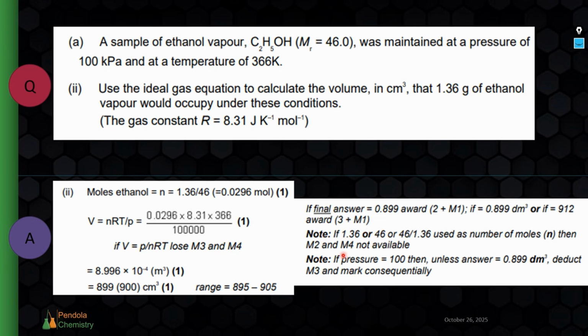So then you have a bunch of other notes here. If 1.36 or 46 or 46 over 1.36 is used as a number of moles, then mark 2 and mark 4 are not available. So if you messed up with the moles, you wouldn't be able to get mark 2 or mark 4, but you'd still be able to get mark 1 and mark 3. If pressure is 100, if you forget to convert the pressure to 100,000, then unless the answer is 0.899 cubic decimeters, you need to deduct mark 3 and mark consequentially, meaning that you wouldn't get mark 3 if you used 100, and then you kind of follow that mistake to the answers.